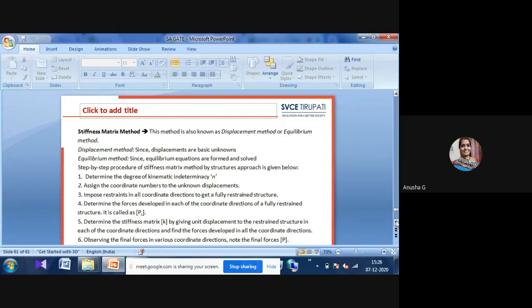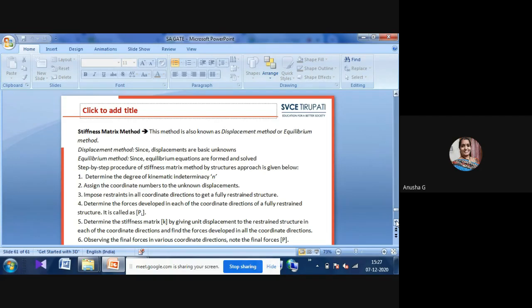First, we have to determine the degree of kinematic indeterminacy. How do we find it? From the given diagram, first we see the external indeterminacy and then the internal indeterminacy, and based on that we find the kinematic indeterminacy. Once we find the kinematic indeterminacy is 3, 2 or 1, we assign the coordinate numbers to the unknown displacements.